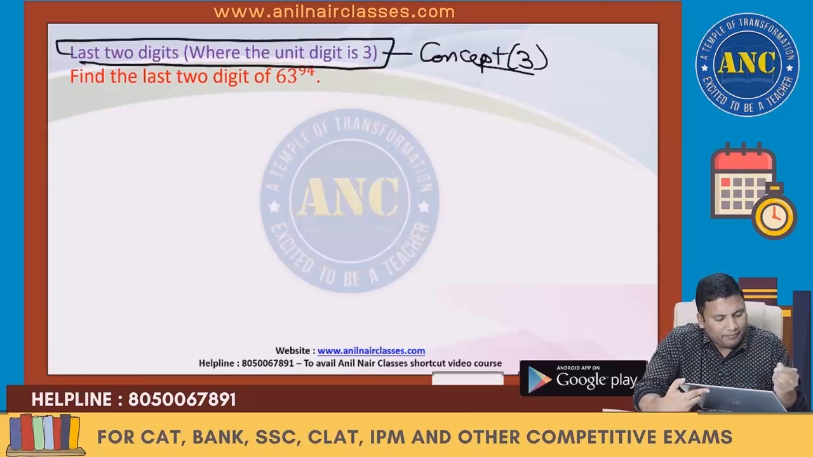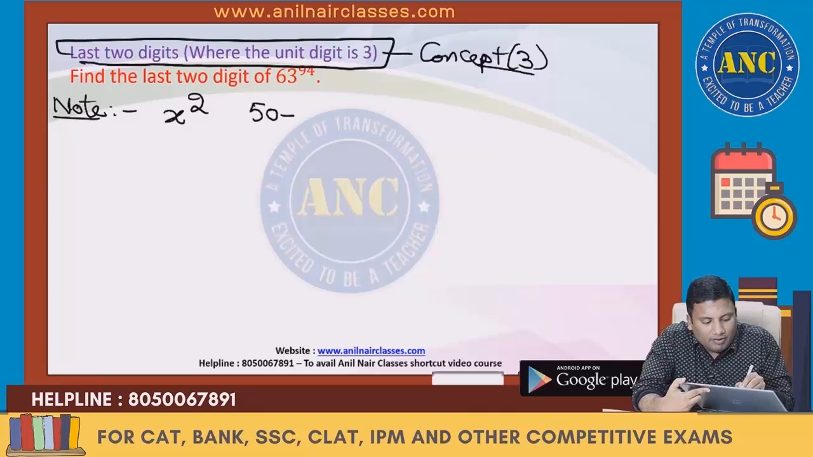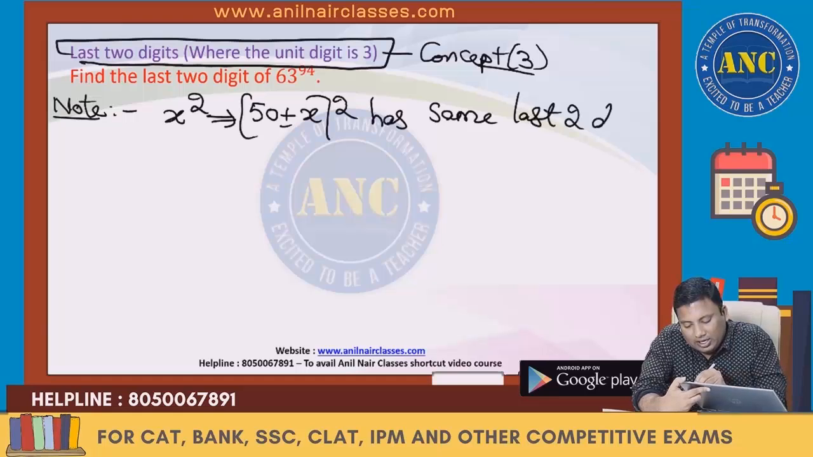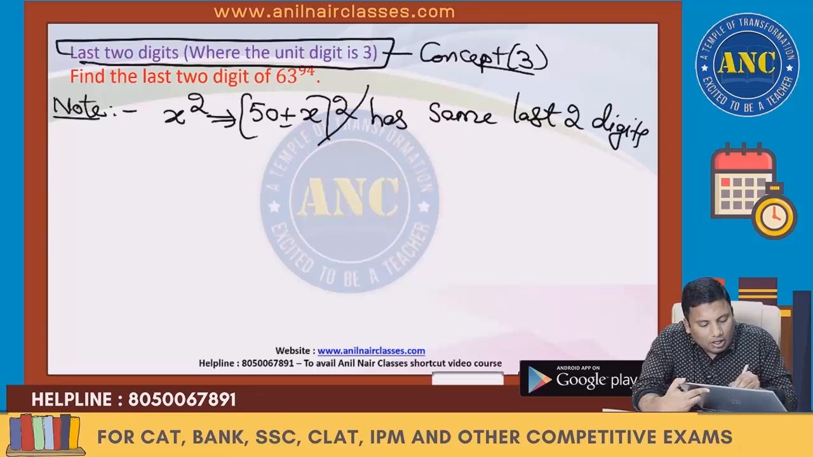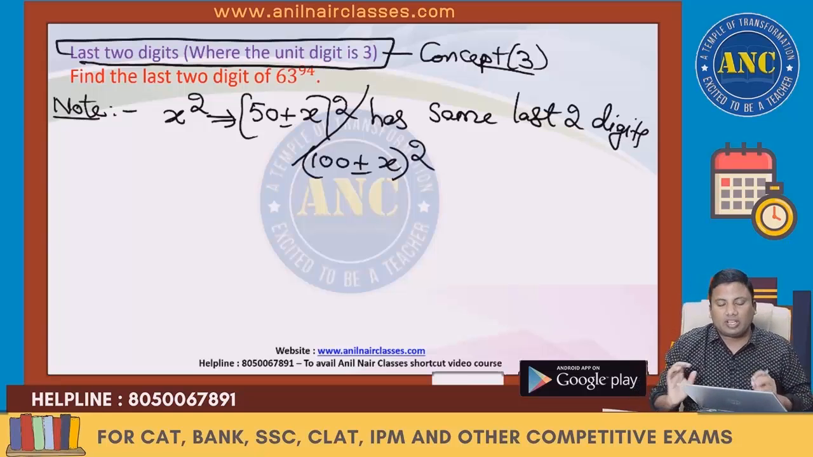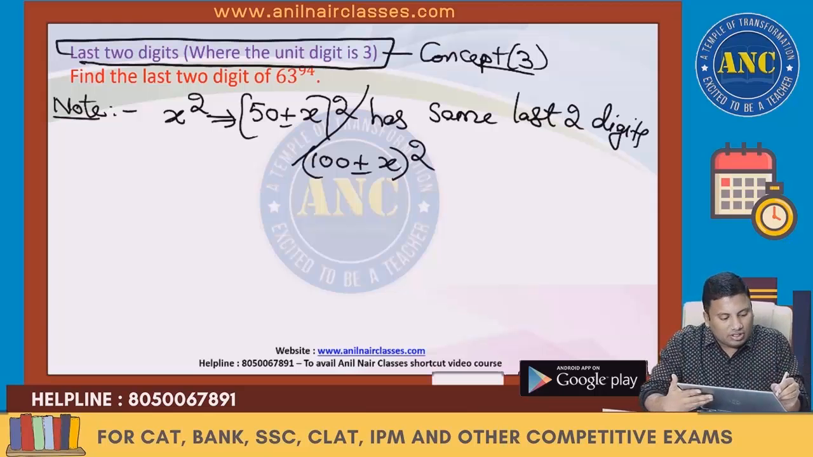Now listen carefully. Note, this is for the new students who are listening to the class: x square, 50 plus or minus x whole square, or 100 plus or minus x whole square has the same last two digits. Solution.